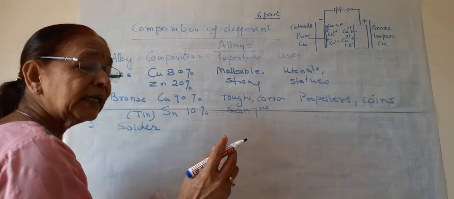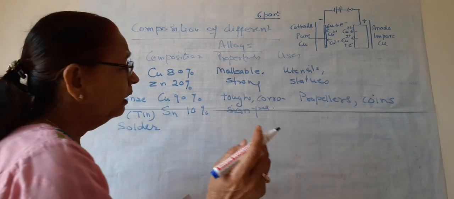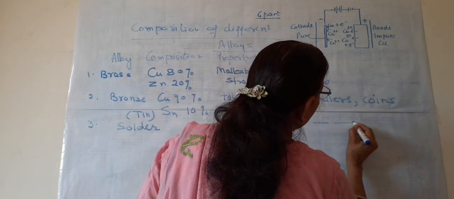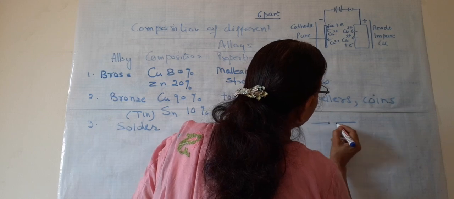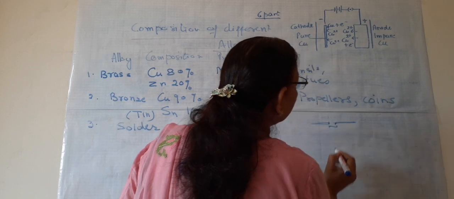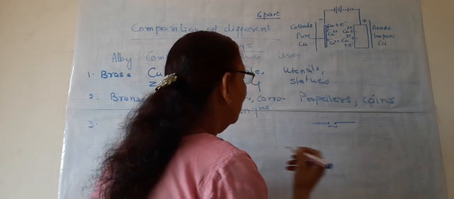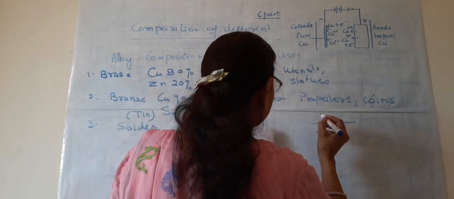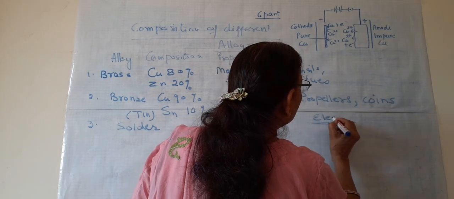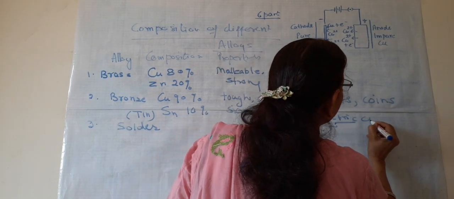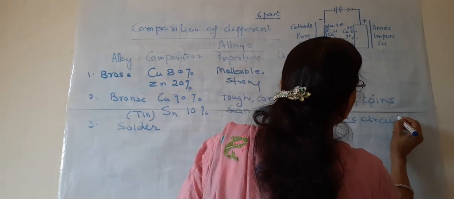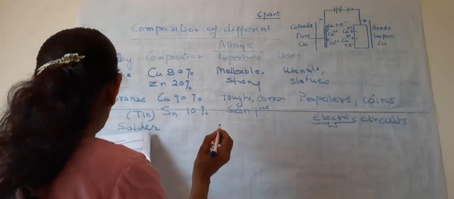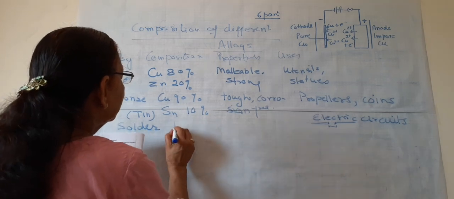The third is solder. You must have heard the name soldering. What is soldering? Suppose these are electric wires. To weld these electric wires, to join these electric wires, soldering is done. So it is used for electric circuits. Soldering is to join electric circuits with one another.